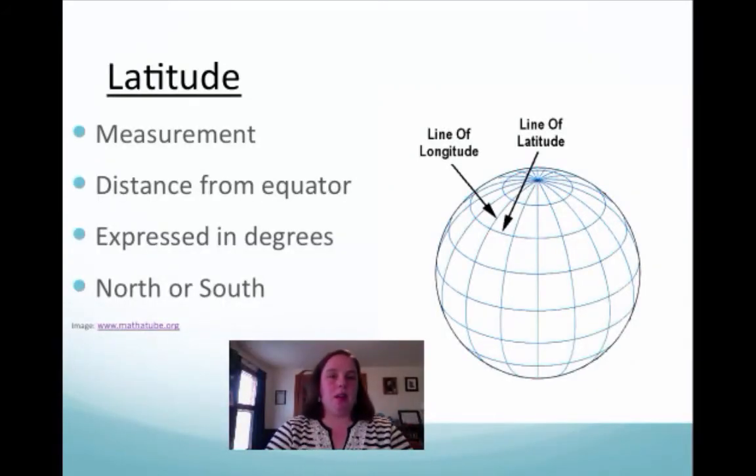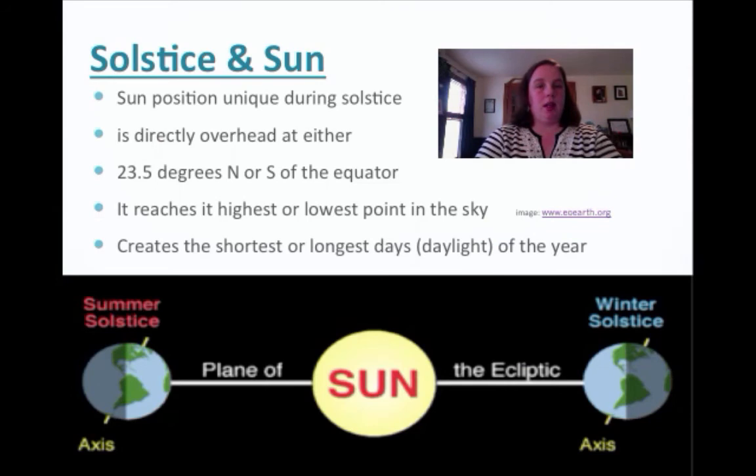Now I'm going to bring you back to some social studies here. Do you guys remember what latitude is? Remember latitude, longitude? Well, latitude is the one we're going to use a lot here in astronomy. It's a measurement. It's the distance from the equator, and it's expressed in degrees, north or south. So you might hear me say, oh, that's so many degrees north of the equator. So let's talk about the solstice and the sun.